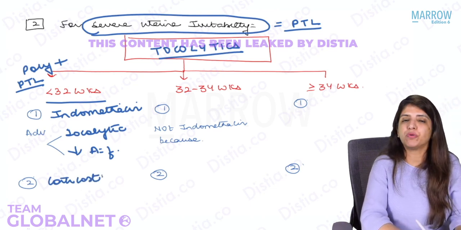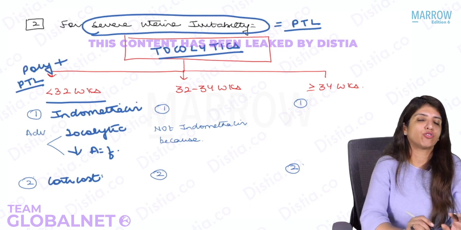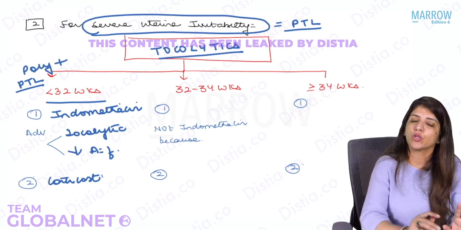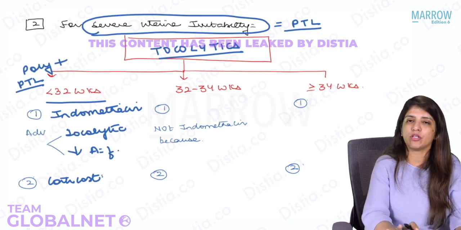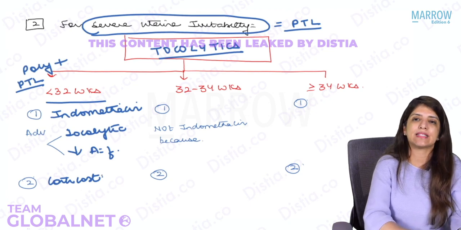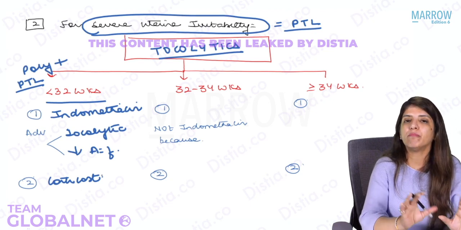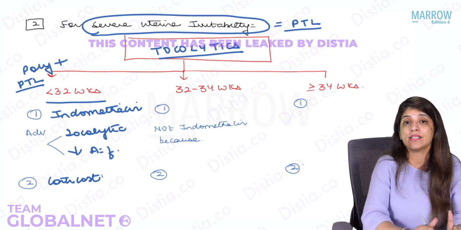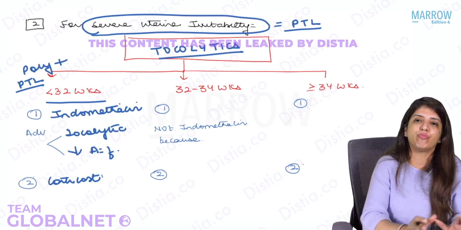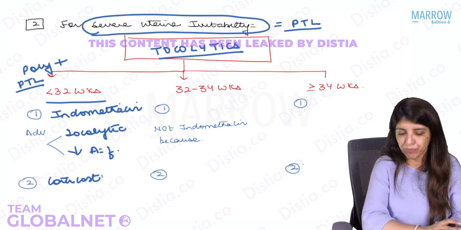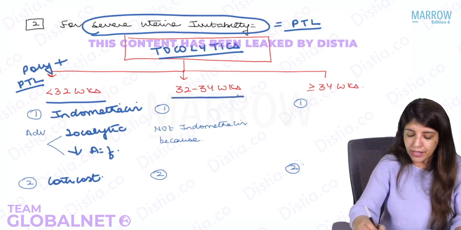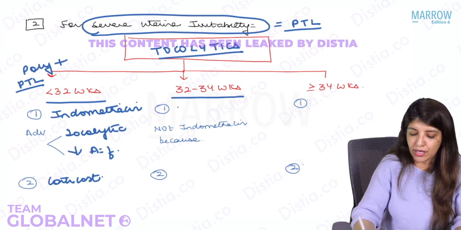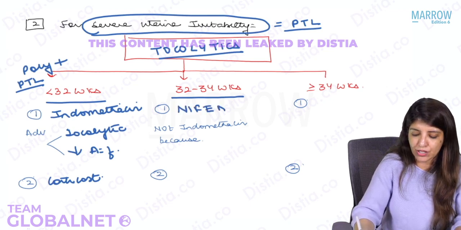Now, how to manage preterm labor, I have taught you separately in the video on preterm labor. Over here, I just want you to understand that if the patient is coming with polyhydramnios at less than 32 weeks, then the tocolytic of choice becomes indomethacin, because indomethacin also has the effect of bringing about oligohydramnios. If the patient is coming between 32 to 34 weeks, now I am not using indomethacin. I will use nifedipine as a tocolytic.